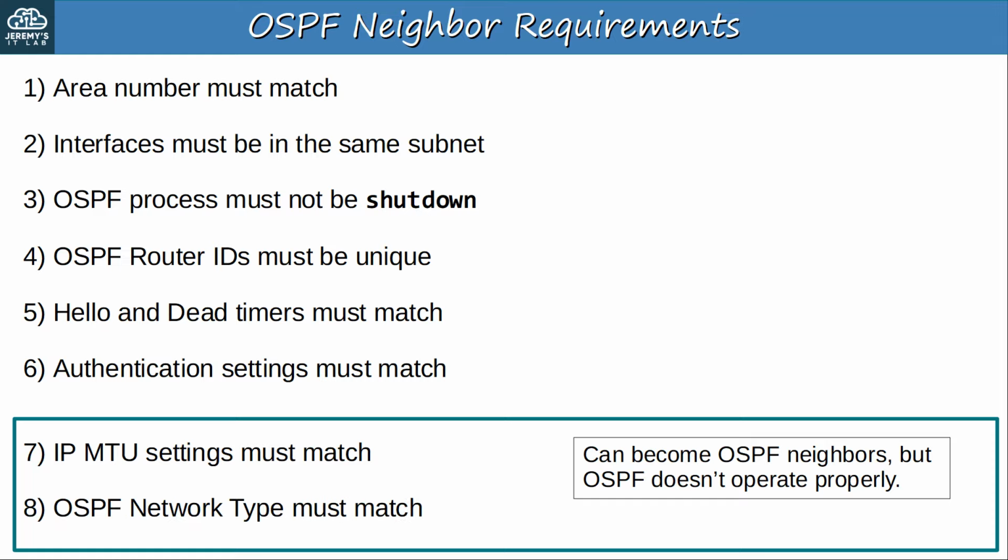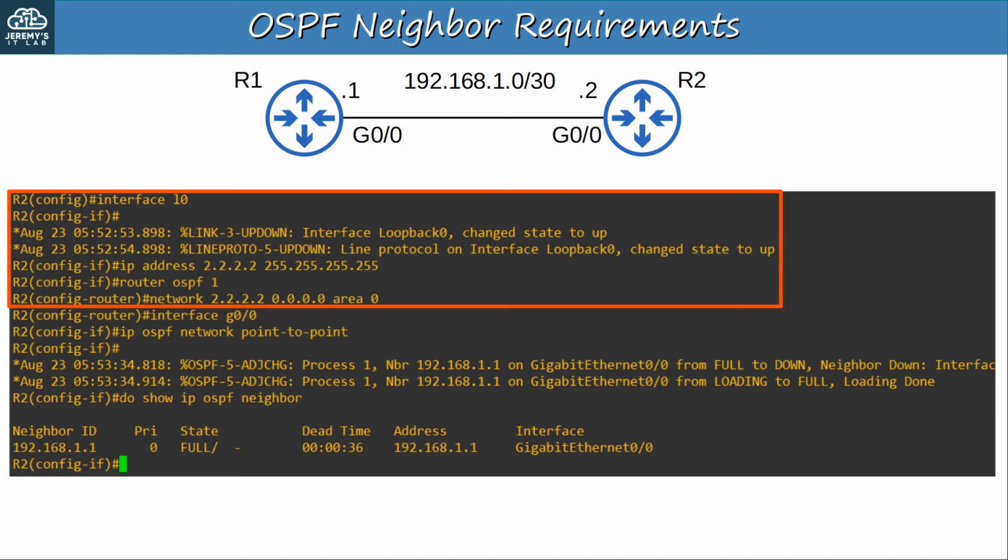Okay, last one. The OSPF network type must match. Let's see what happens if they don't. So to demonstrate this problem, I configured a loopback interface on R2 with an IP address and advertised it to R1. Then I changed the network type on R2's G0/0 to point-to-point.